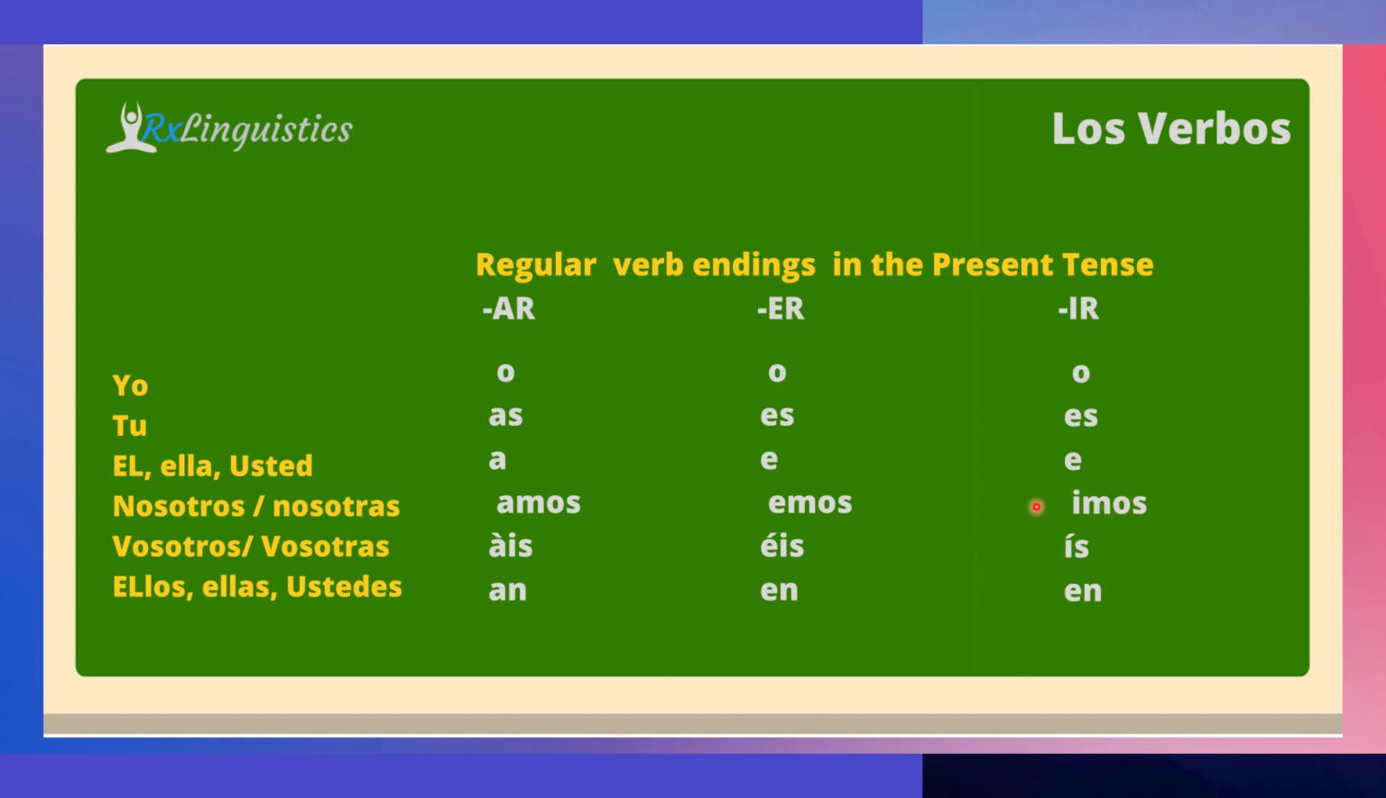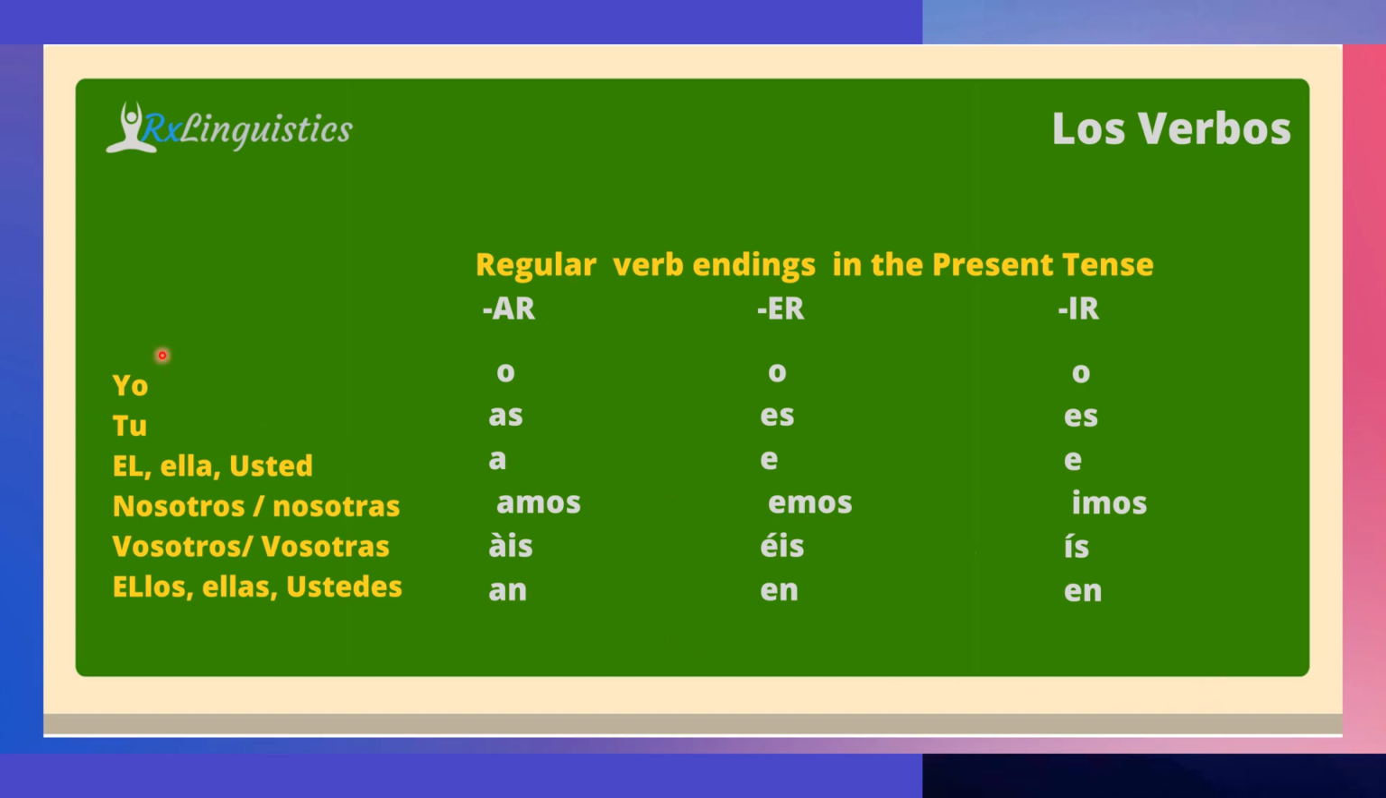It's only the nosotros and the vosotros forms that are different between the verb ending with IR and the verb ending with ER. But the vosotros is not much used in the US or Latin America, so if you are not in Spain, you can forget about this one. Just think of the nosotros and the ellos, ellas, ustedes for the plural part of the conjugation.